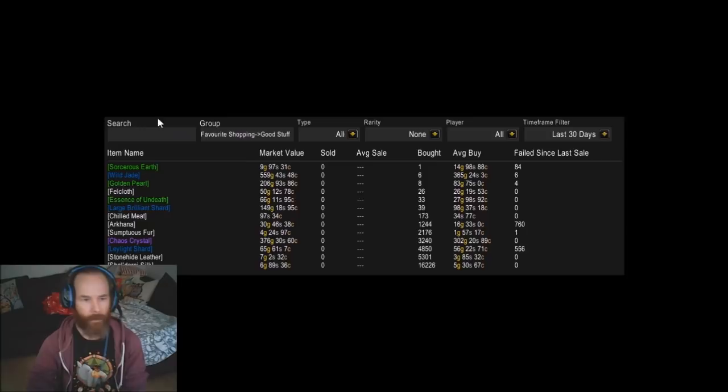Here you can see my miscellaneous things I bought from my shopping group, good stuff. Chaos Crystals, obviously the big one there, I bought 3,200. Silk, I bought a lot, 16,000 of that, with an average price of 5 gold 30, which is pretty amazing. I've actually been buying some Leylite and some Arcana, and I've adjusted my material cost of Leylite and Arcana.